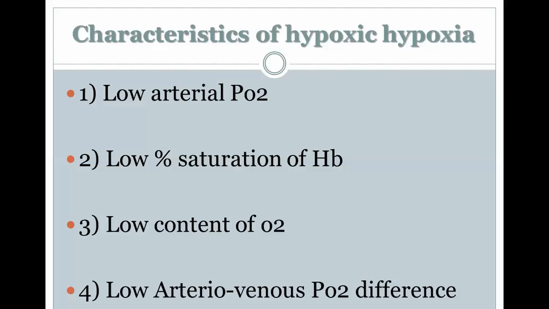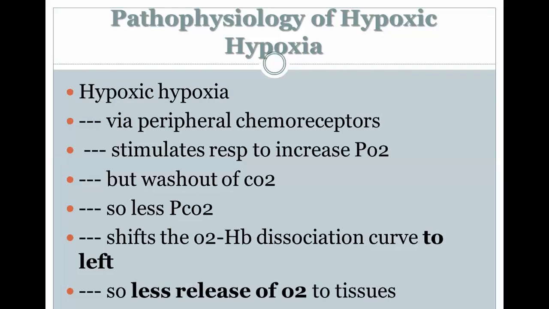The gradient is reversed. Physiologically, hypoxia, as we said, acts via peripheral chemoreceptors and will cause stimulation of respiration to increase the PO2. But there is washout of CO2, so less CO2. Less CO2 will shift the oxygen hemoglobin curve to the left. So there is less release of oxygen to the tissue, so tissue hypoxia occurs.